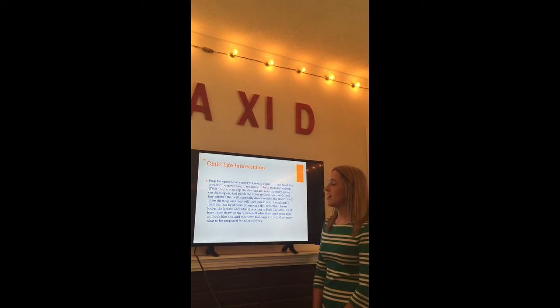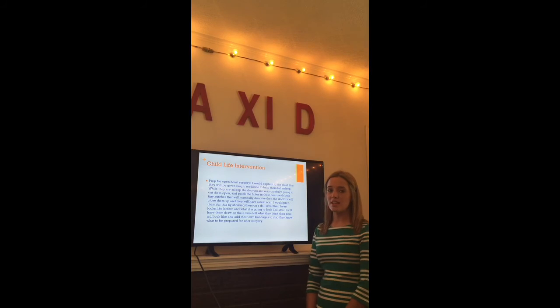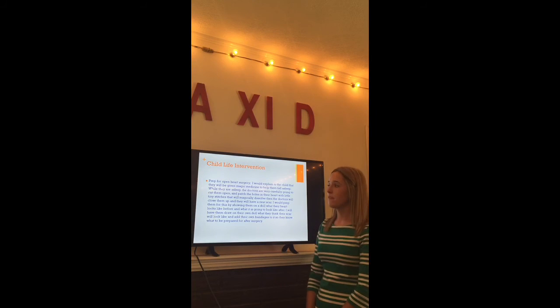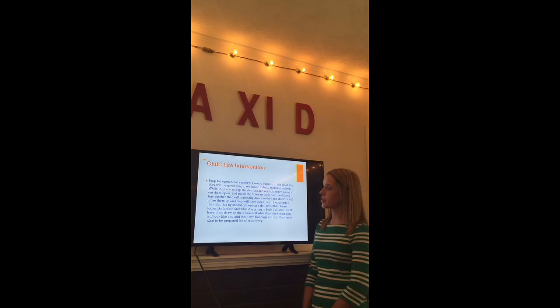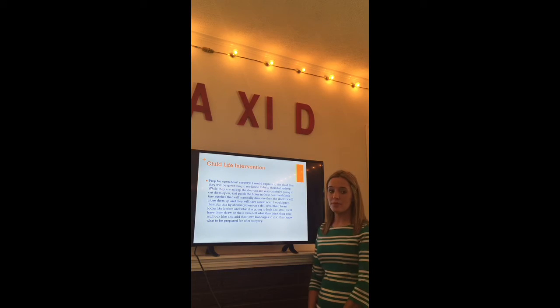ChildLife intervention. I've prepared 3 ChildLife interventions that I think will be helpful to children with Down syndrome. The first one is prep for open heart surgery. With this, I would explain to the child that they will be given magic medicine to help them fall asleep. While they are asleep, the doctors are very carefully going to cut them open and patch the holes in their heart with tiny little stitches that will magically dissolve. Then the doctors will close them up and they will have a neat scar.